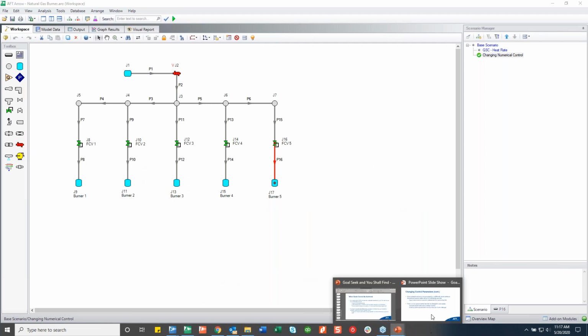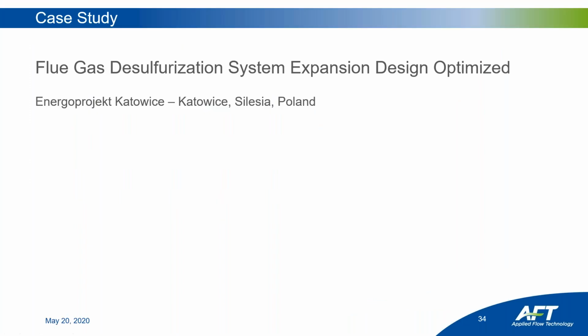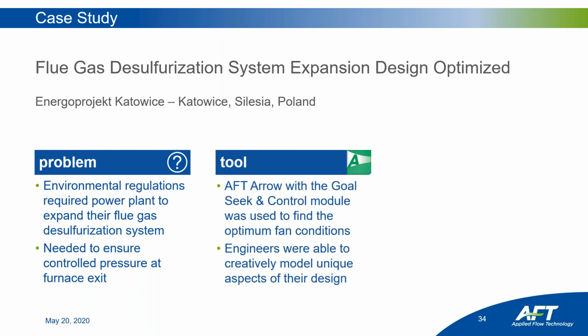And as we get this show to a close, I want to bring up a case study of a desulfurization system that was optimized using Arrow and GSC. It was in Poland, but the big idea was that there are environmental regulations that require this power plant to expand their flue gas desulfurization system, and they needed to ensure a controlled pressure at the furnace exit, which is the inlet of the model.